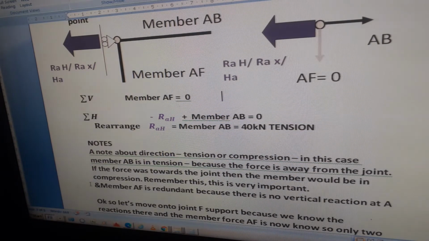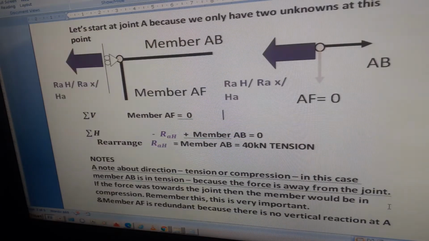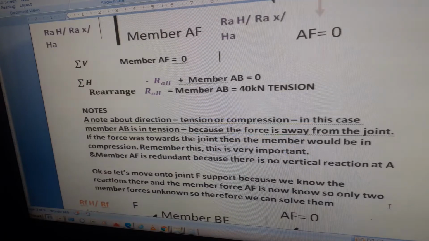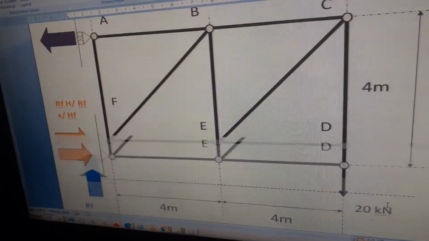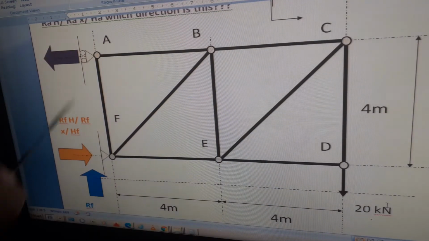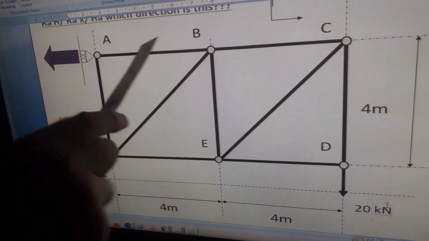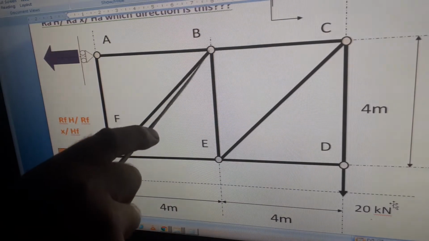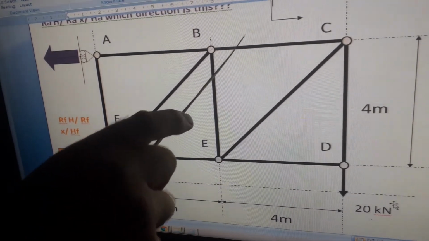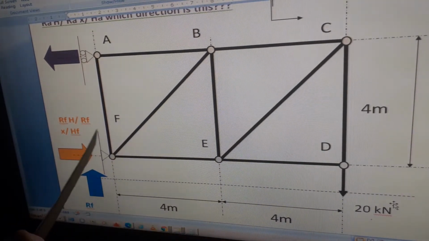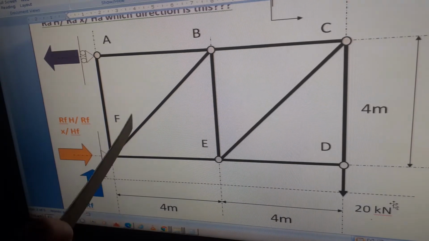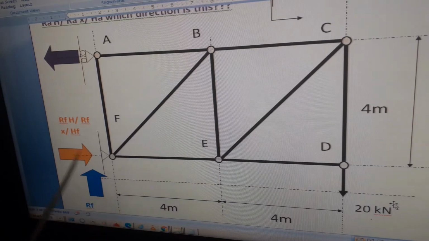Another note is that member AF is redundant because there is no vertical reaction at A. So that's joint A solved. Now we could go to B, but then we'd have 3 unknowns again. So let's go to F instead, because now we know AF. Now we've only got 2 unknowns, BF and EF.